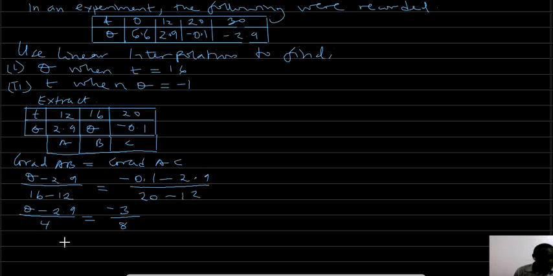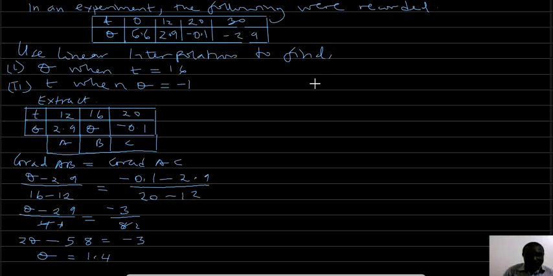So when you cross multiply here, reducing by 2 here, we shall have 2 theta minus 5.8, reduced by 4, get 1 by 4, 2. Cross multiplying, is equal to negative 3. So when you simplify, theta is going to be 1.4. That is theta when t is equal to 16.